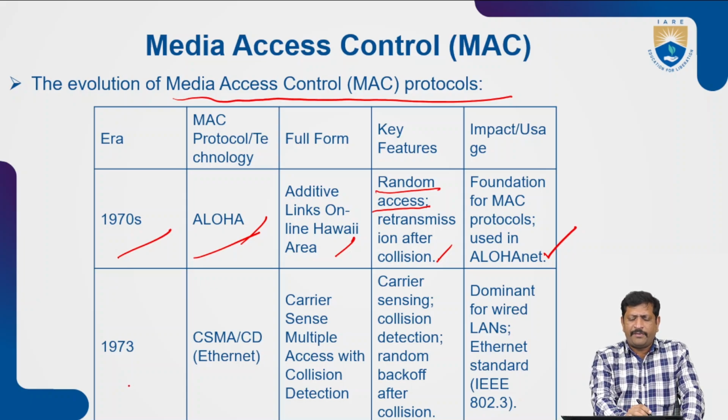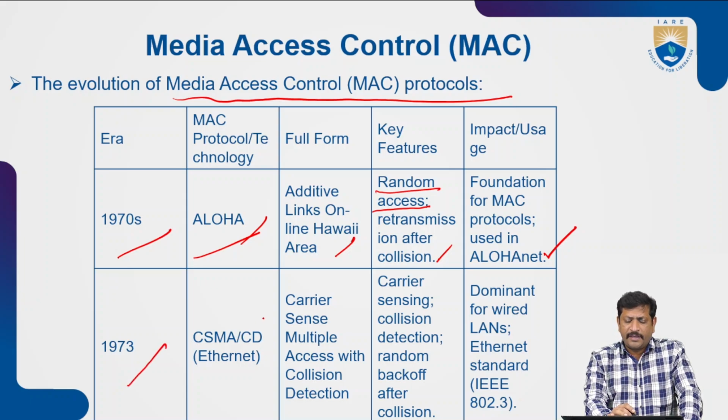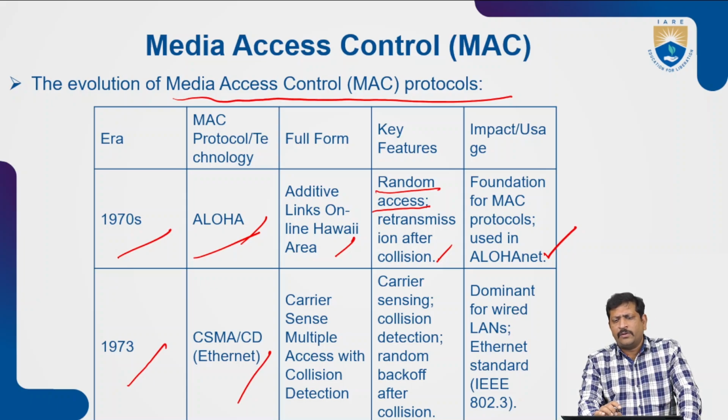Next, in 1973, take the CSMA/CD protocol used over Ethernet. Here CSMA/CD means Carrier Sense Multiple Access with Collision Detection. That means the features are carrier sensing, collision detecting, and random backoff after a collision. So these are the features included in the CSMA/CD protocol.